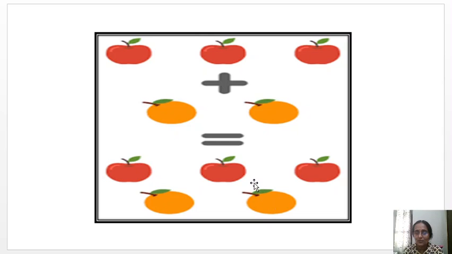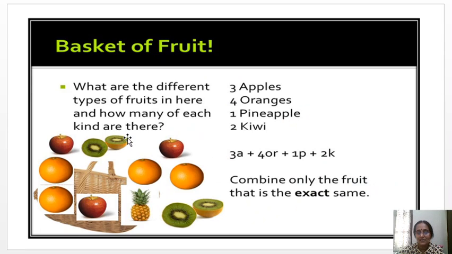If we want to write the algebraic expression for this, you have to write 3a, and let me write r for oranges. 3a plus 2r is the answer for this sum. In this slide, you have to find out the total number of fruits of the same kind. That means you have to add up the fruits which are of the same kind.